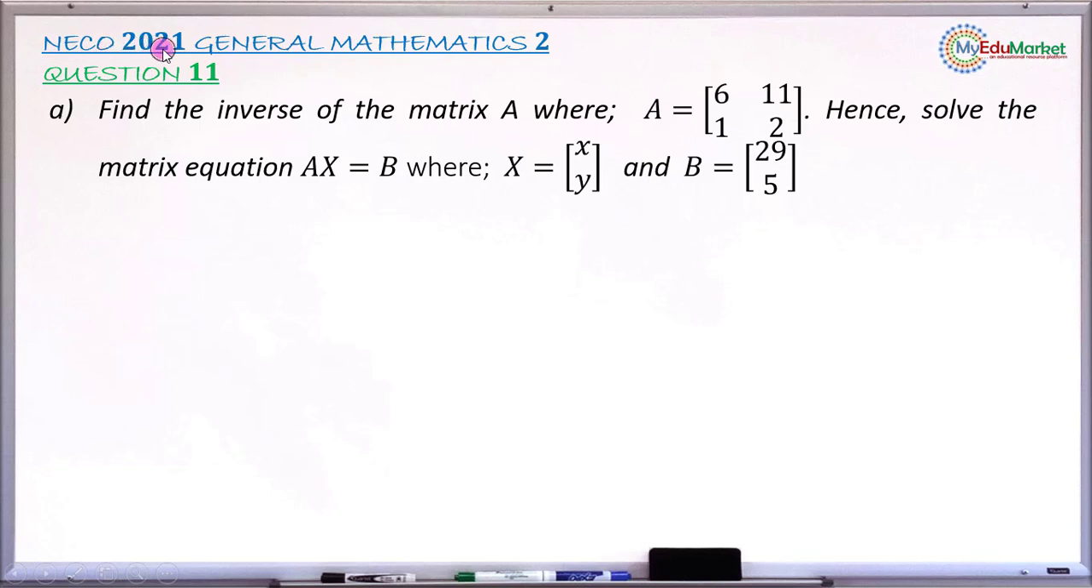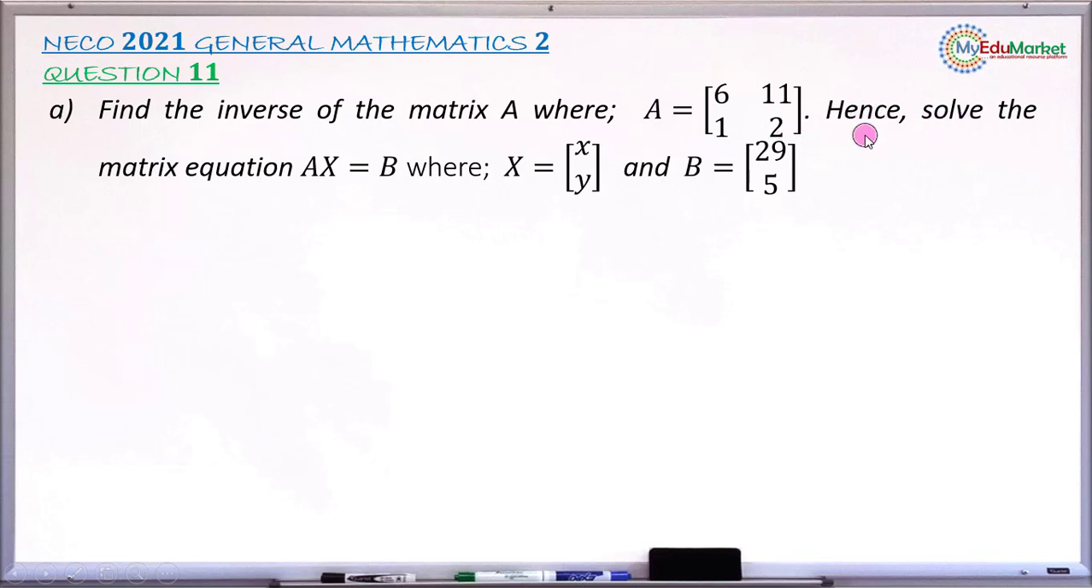This is NECO 2021 General Mathematics Paper 2, and we are answering question number 11A. The question reads: find the inverse of a matrix A, where that matrix is a 2 by 2 square matrix with elements 6, 11 in the first row and 1 and 2 in the second row.